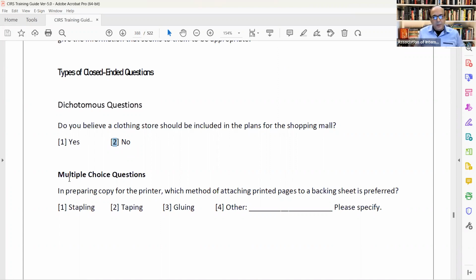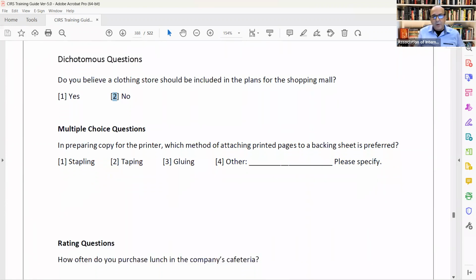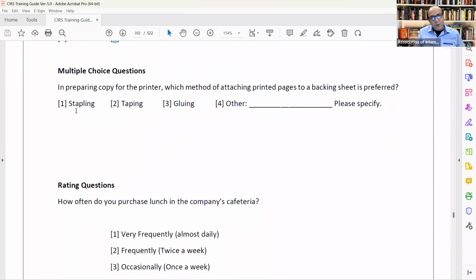Then we've got multiple choice, which we are familiar with. In preparing copy for a printer, which method of attaching printed pages to a backing sheet is preferred? Stapling, taping, gluing. So these are multiple choice. But when you give multiple choice, the choices have to have some relationship with each other so that the selection has a meaning under the same objective of the question. So multiple choice is another one. Then we've got rating question.